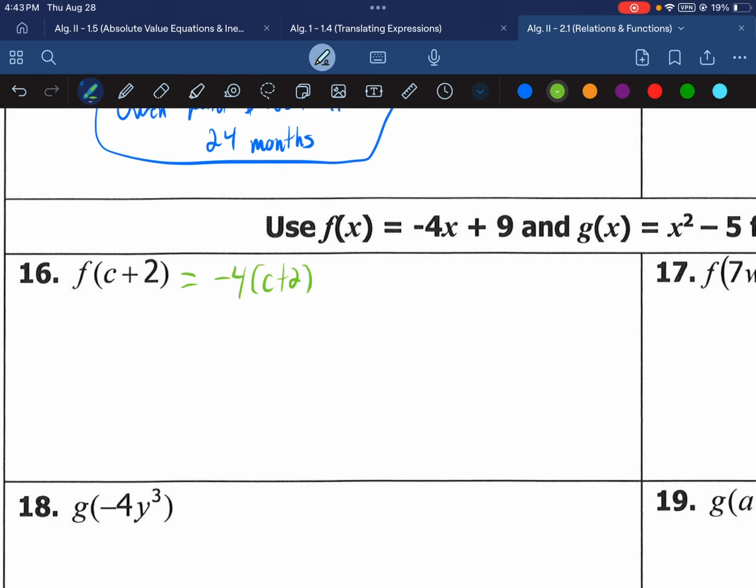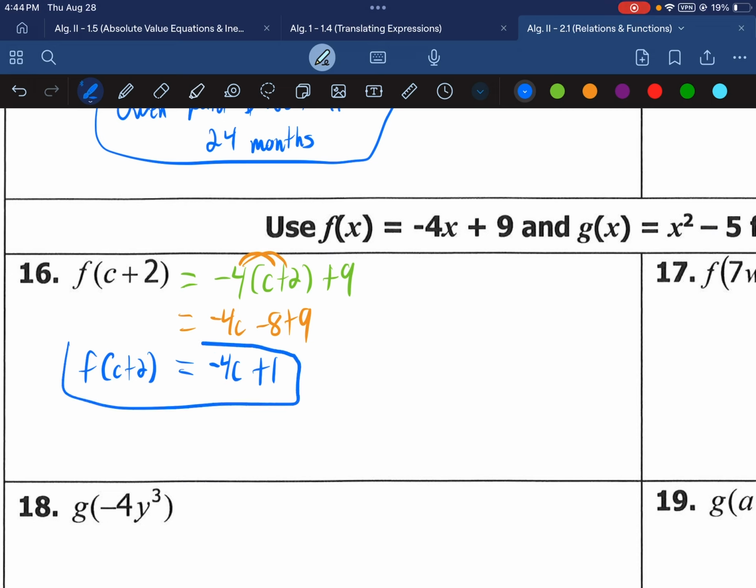So negative 4, parentheses, c plus 2, plus 9. Now, how we go about the math will change. We still multiply, but here we're distributing, and we get negative 4c minus 8 plus 9. Now, as we look, we say, well, we can only combine like terms. I can't combine negative 4c with anything, so I rewrite it. But negative 8 plus 9 gives me positive 1. And that's as much math as I can do. And so f of c plus 2 is negative 4c plus 1, aka I plugged c plus 2 into the function f, and I got out negative 4c plus 1.